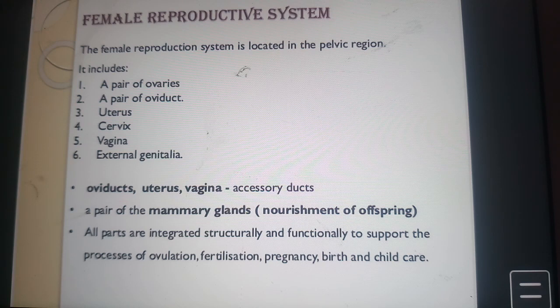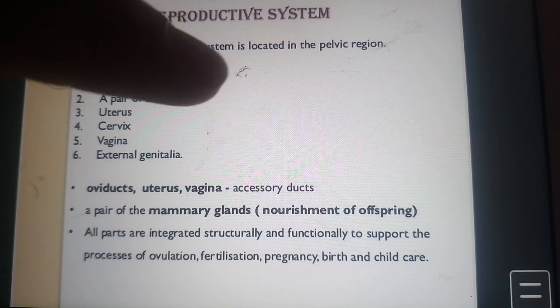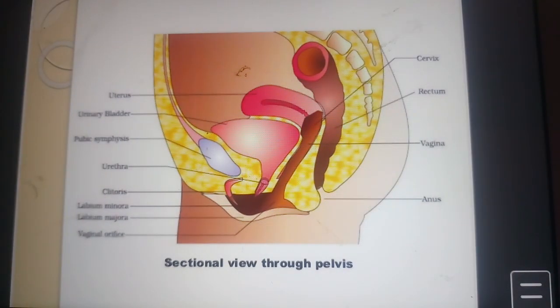These parts are all integrated structurally and functionally to support the process of ovulation, fertilization, pregnancy, birth and child care. Now this is the sectional view through the pelvis of the female reproductive system. You need not draw this diagram for the exam.